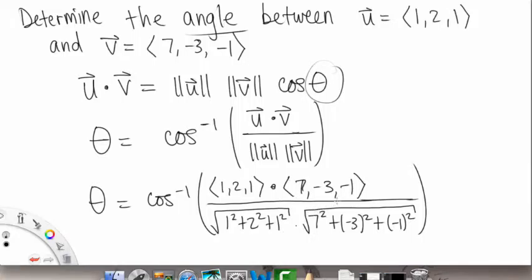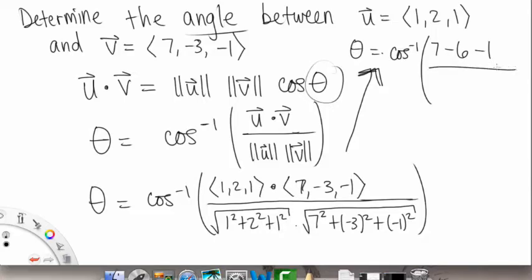Alright, so now I'm just going to go up here so you don't have to jump between the screens. So theta is going to equal cosine inverse of what? We have 1 times 7 if we're multiplying the x components, so that's 7, and then 2 times -3, that's -6, and then 1 times -1 is -1. This will be over 1 squared plus 2 squared plus 1 squared, that's the square root of 6, and then on the bottom we have the square root of what? That's 49 plus 9 plus 1, so that'll be 59.